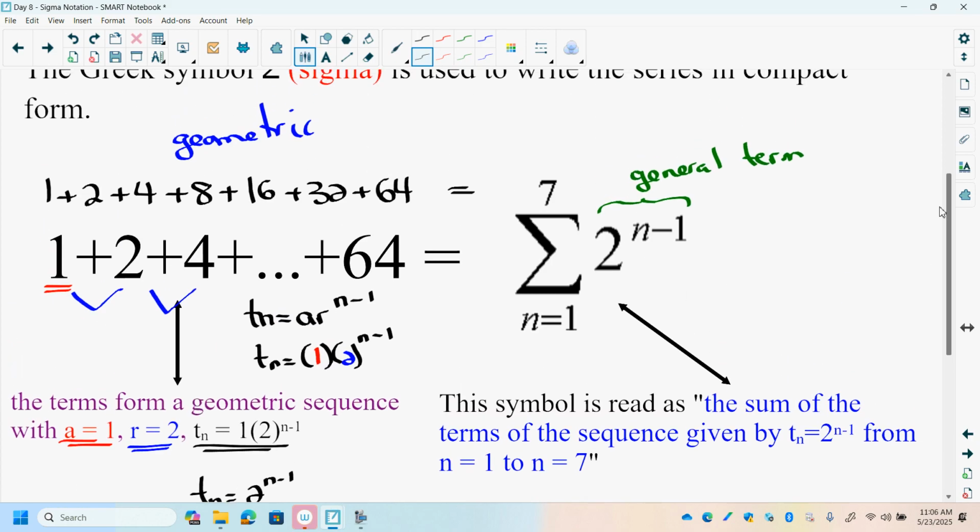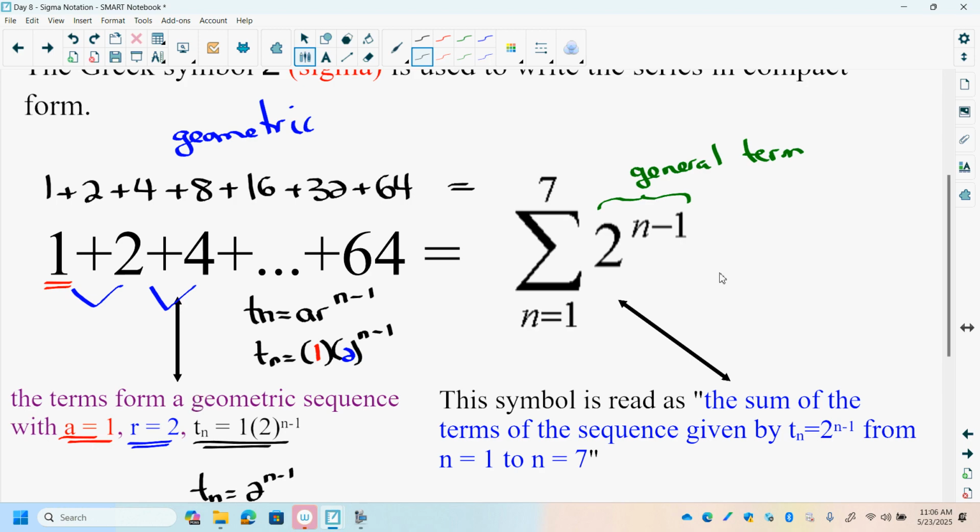So when I go to write this in sigma notation, I would write my Greek letter sigma, and I would put my general term here. Now, here's where people get confused. How do we get to where I start and where I finish? My first and last. We'll know that this represents term 1. The 2 would represent term 2. The 4 is what? Term 3, term 4, term 5, term 6, and term 7. I'm not putting a 1 here because the first term is a 1.